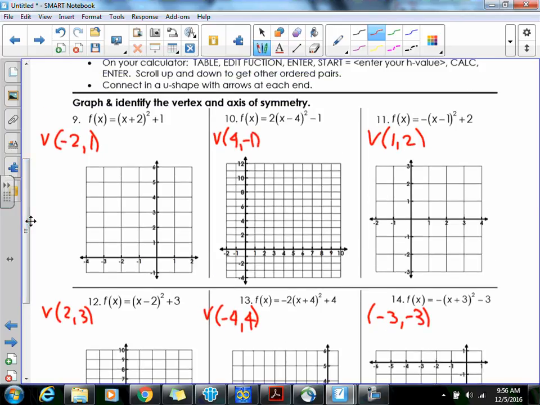Now we're going to use our calculator to help us graph it, and I'm going to show you a little shortcut that will help. I'm going to go left 2, up 1. That's my vertex. Make sure I draw my axis of symmetry. That's always to be included when you graph a parabola.